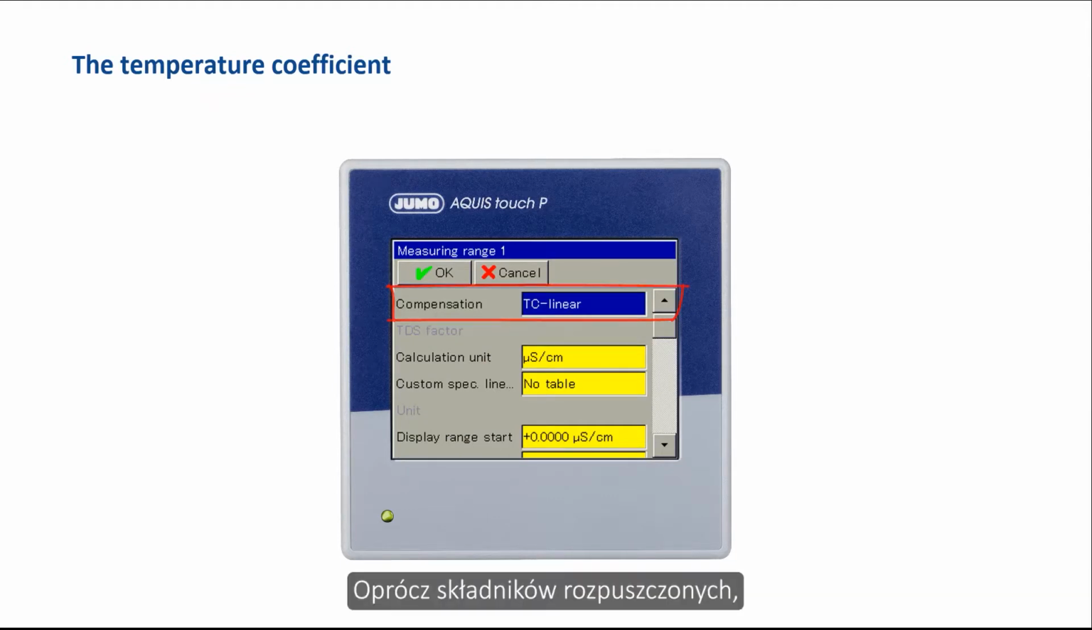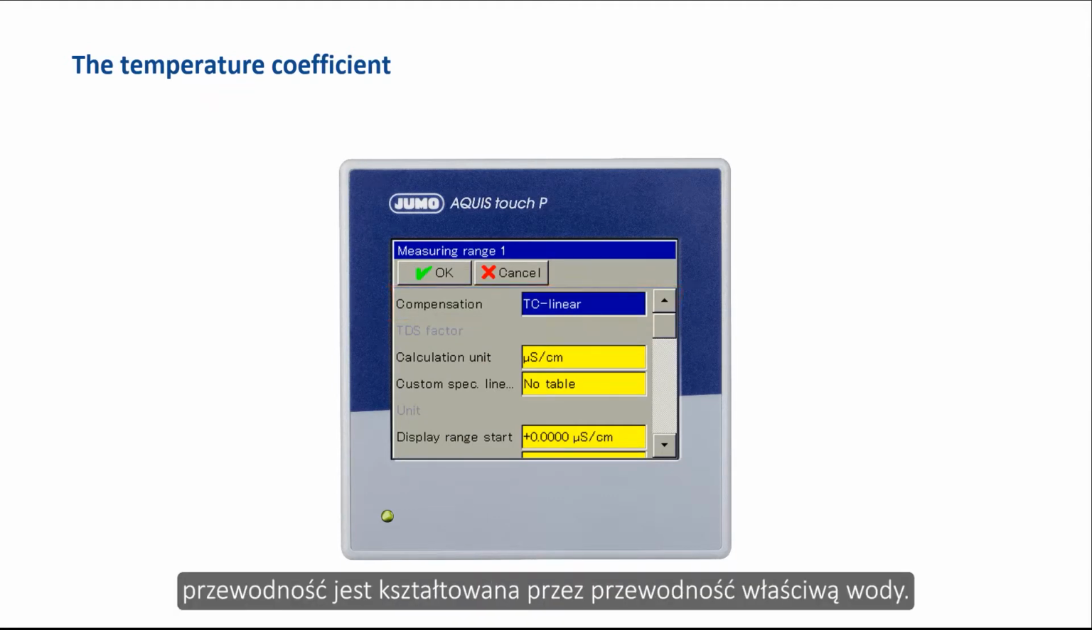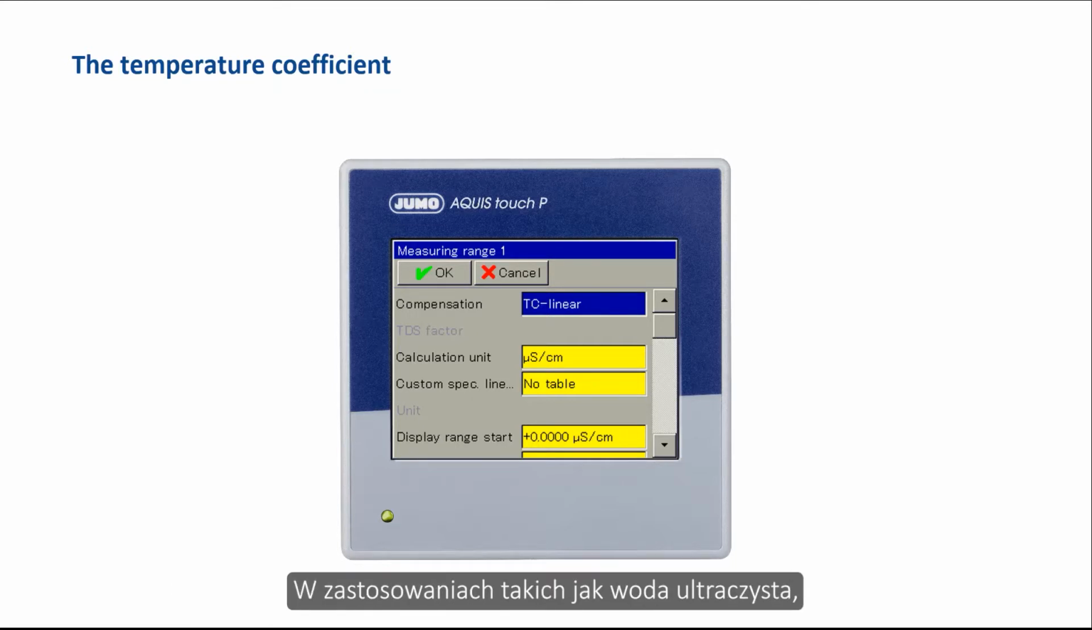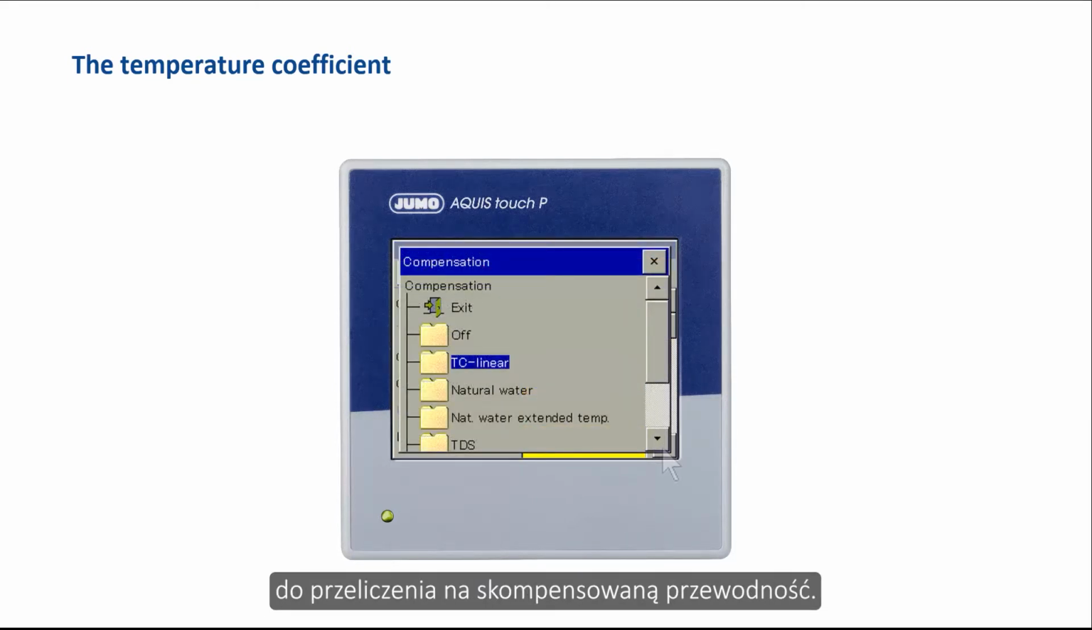In addition to the dissolved ingredients, the conductivity is formed by the intrinsic conductivity of the water. In applications such as ultra-pure water, intrinsic conductivity plays a significant role and there are no linear conditions. For ultra-pure water applications, the respective formulas are selected in the transmitters for recalculation to the compensated conductivity.